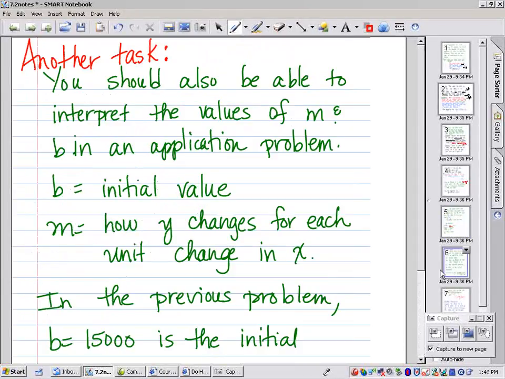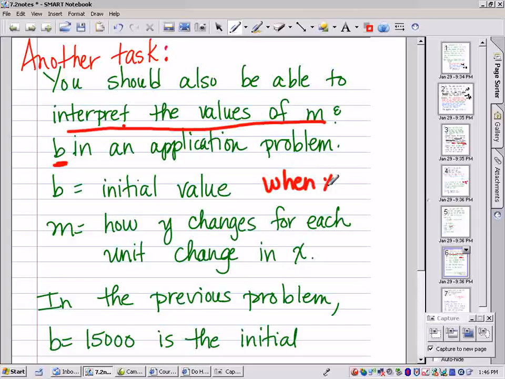Now, you should also be able to interpret the values of m and b. And when you're interpreting, you're coming back to the meaning that b is an initial value, or the value when x is equal to 0. m describes how the y value is changing for each change in x.